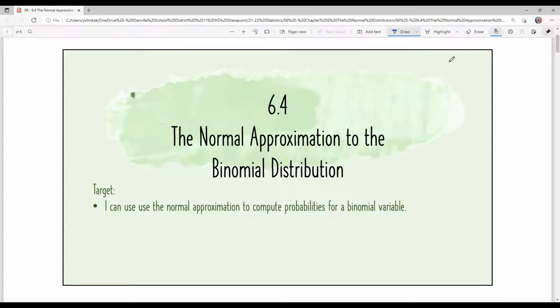Hey kids, welcome to section 6.4, the normal approximation to the binomial distribution. Today we're going to learn how to use the normal approximation to compute probabilities for a binomial variable.